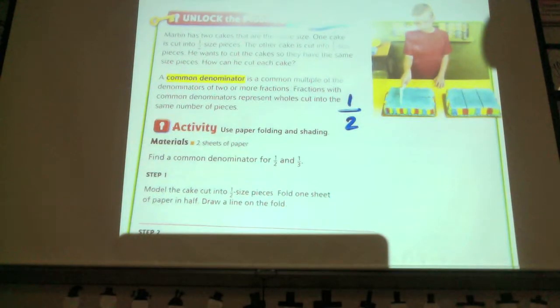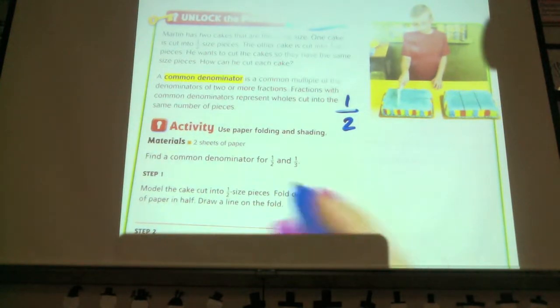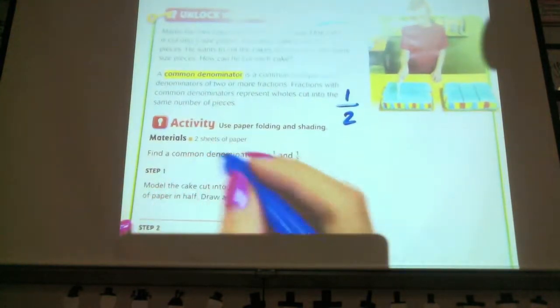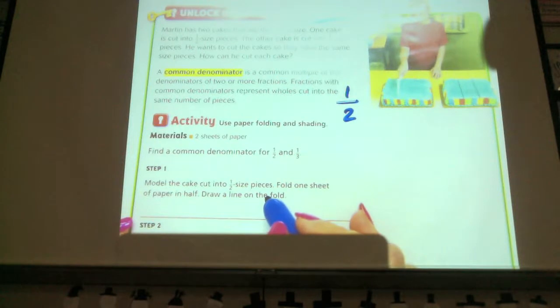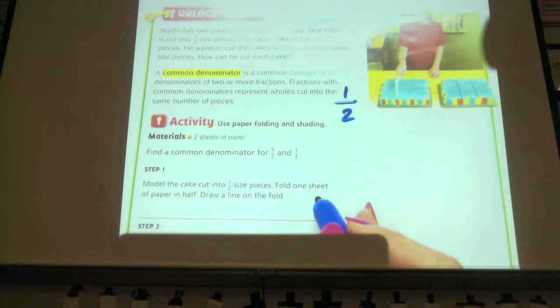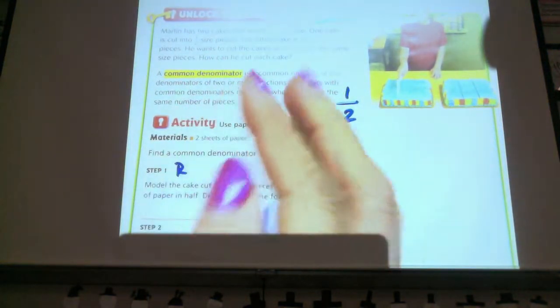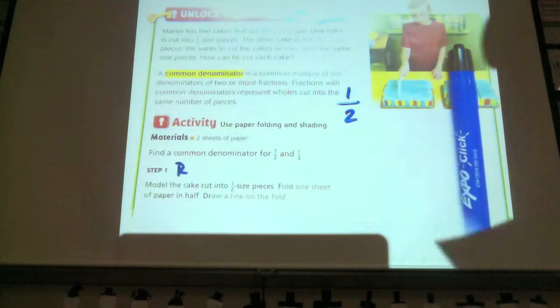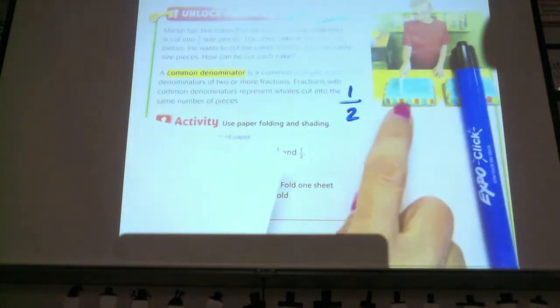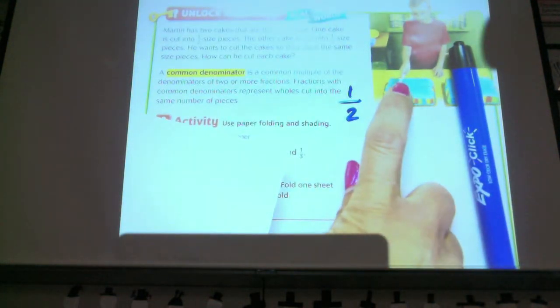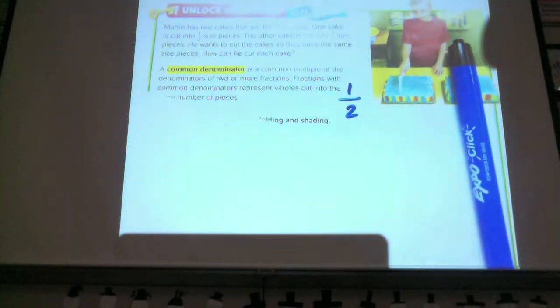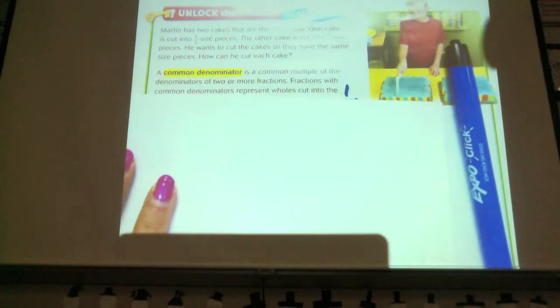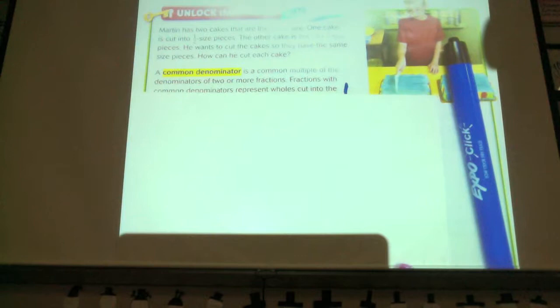Our right side elbow partner is going to do step 1. It says model the cake cut into 1/2 size pieces by folding one sheet of paper. Hold on, let me finish. One sheet of paper in half. So right side, go ahead and take your paper and fold it. Look at the way they did it on their cake though. You see how they folded it in half this way? So fold your half, use the horizontal fold. So it should look like this.